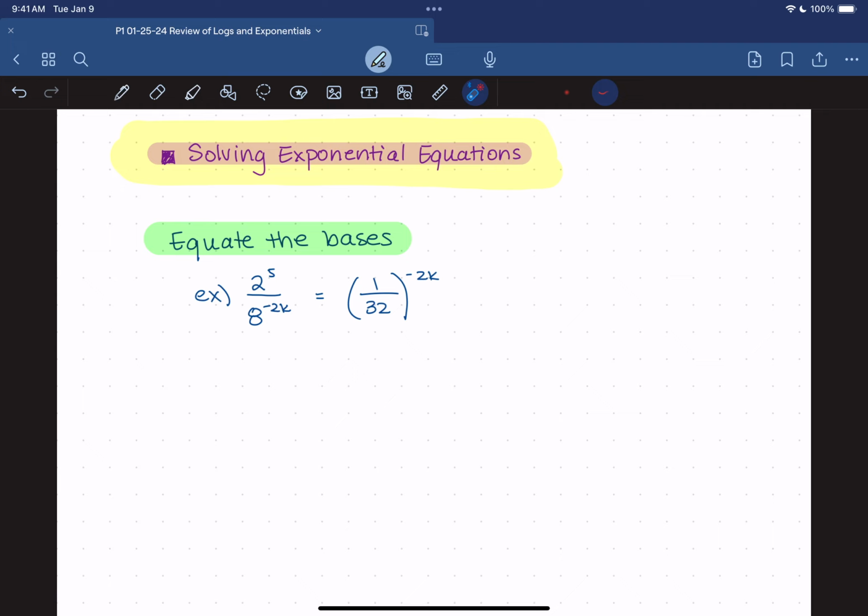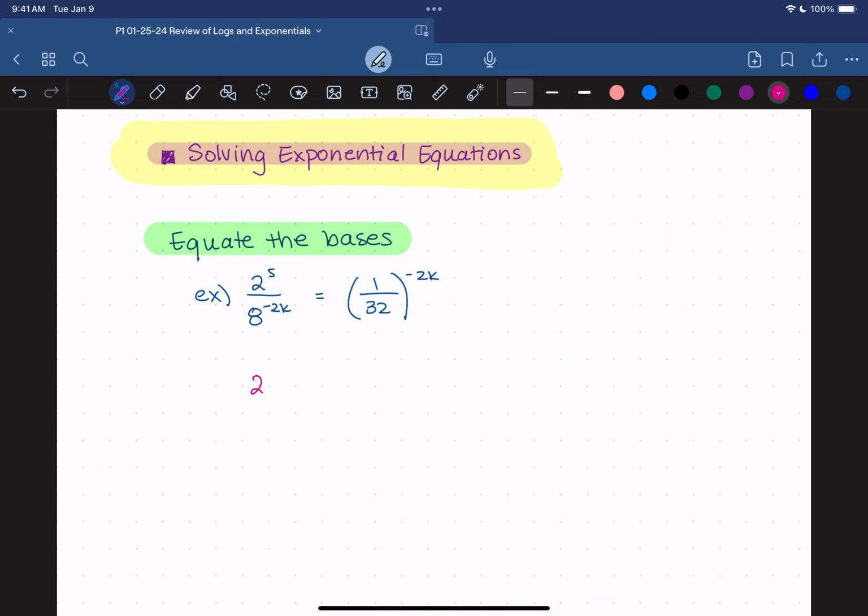So there's two flavors. You can either equate the bases or you can't. If you can equate the bases, you don't have to use logs to solve this. Okay, so how do we do this then? Like it implies, equate the bases. You want to rewrite the bases so they're equal. And if we take a look right now at the bases, we have a base 2, a base 8, and a base 1 over 32, and they all can be written as base 2.